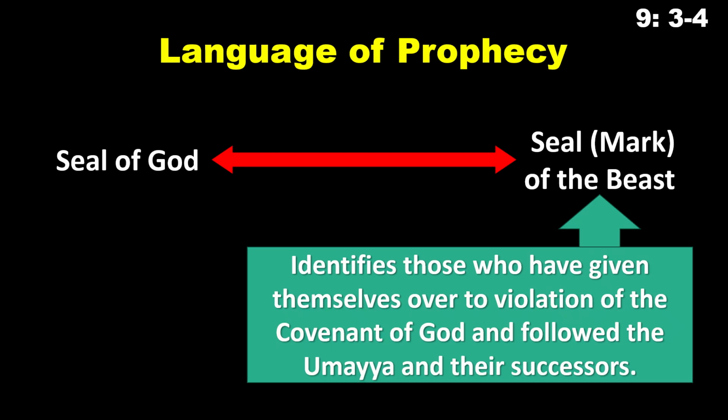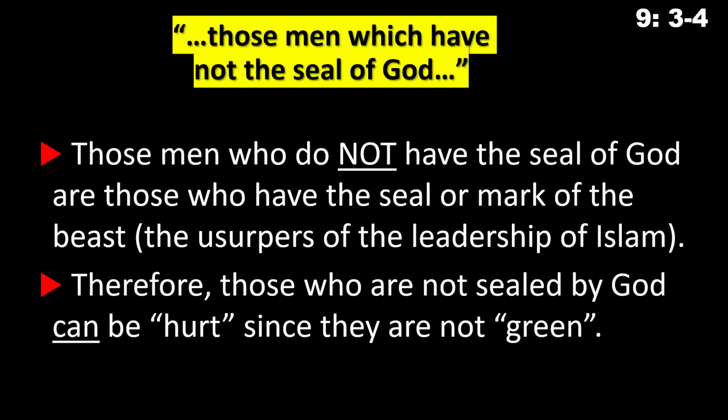The mark of the beast identifies those who have given themselves over to violation of the covenant of God and followed the Umayyah and their successors. So, those men and women who do not have the seal of God are those who have the seal or mark of the beast, the usurpers of the leadership of Islam. Therefore, those who are not sealed by God can be hurt, since they are not green.